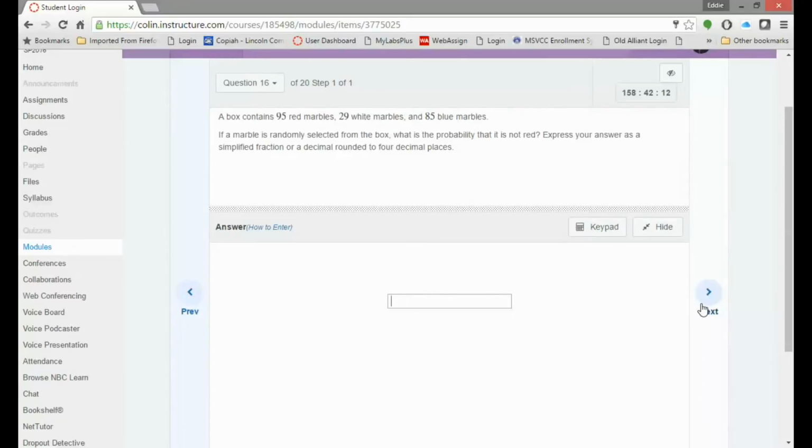For marbles, let's see, a box contains 95 red marbles, 29 white marbles, and 85 blue marbles. It's 209 together. What is the probability that it's not red if you randomly select one? Alright, so it's either going to be white or blue. So add white and blue together, and then divide by 209. So it's going to be 114 divided by 209. If we round to 4 places, that's 0.5455.